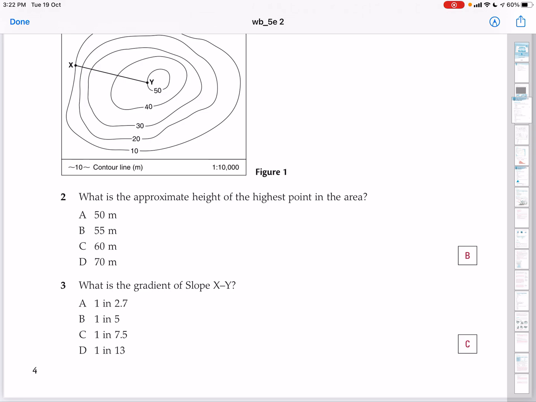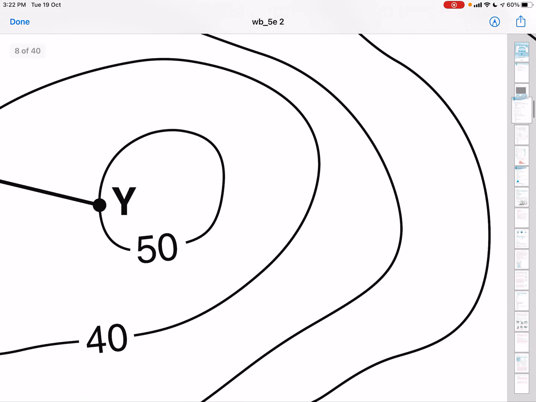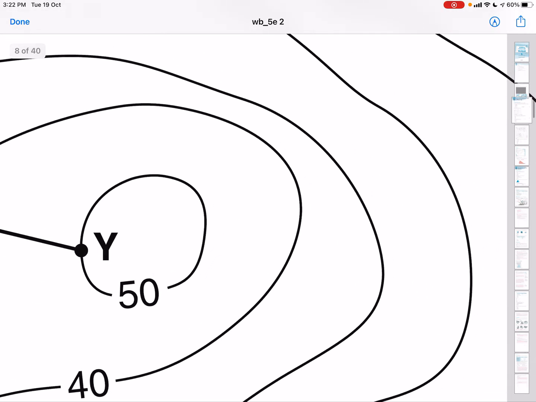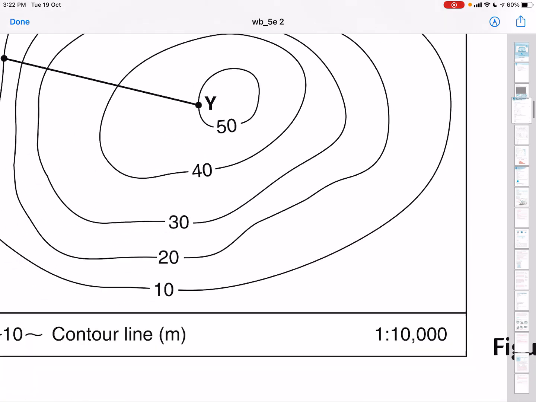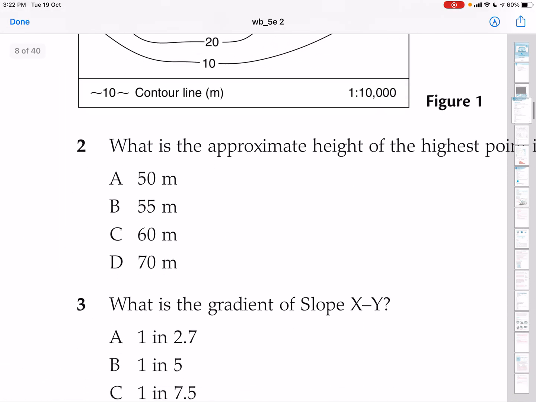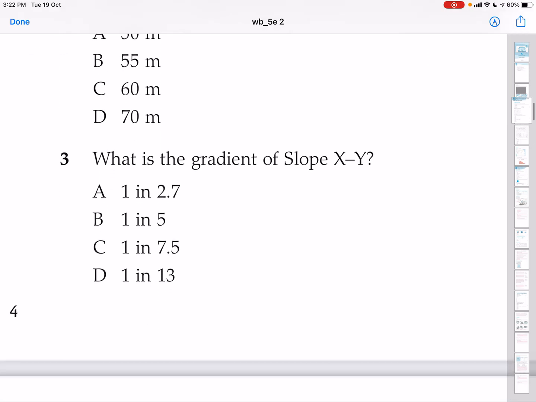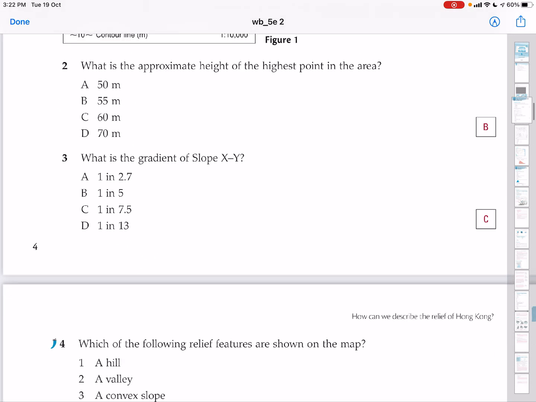Then what is the approximate highest point in here? Why is 55 and not 50? It's because on top of 50 you have some area showing that they are even taller than 50, so it should be 55 instead of 50. And for number 3, the answer should be C.